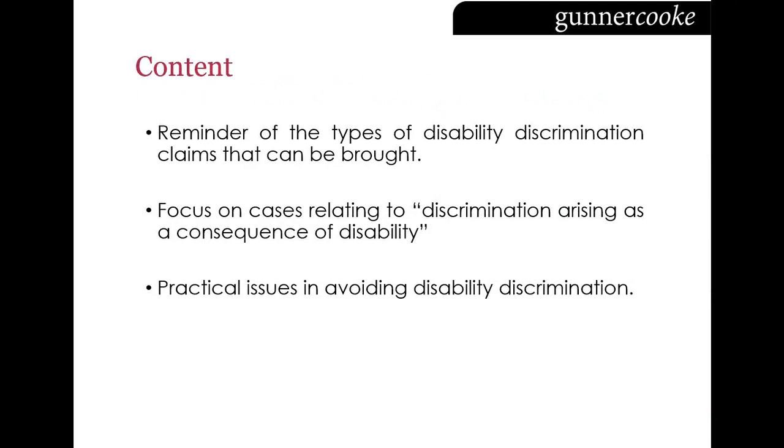Now, I'm going to look at some of the cases unique to this particular strand of the disability discrimination law. It's still relatively new. It's been with us for 5 years or so, and the cases are still evolving. And so I've got a mixture of first instance tribunal decisions, a few EAT decisions, and 1 or 2 Court of Appeal decisions. And the idea is to create a snapshot of the current situation. And finally, I'm going to look at some practical issues on avoiding disability discrimination, particularly relating to dismissal.